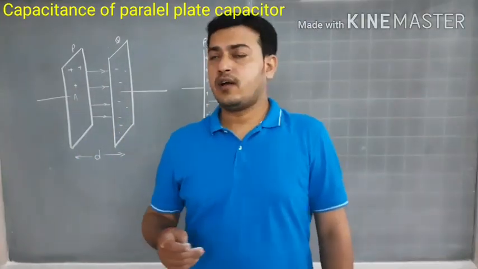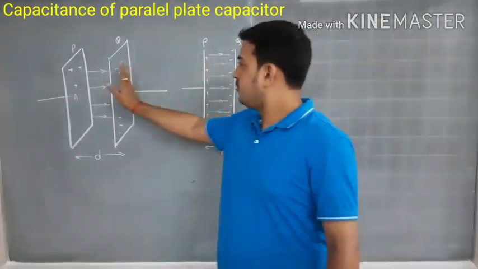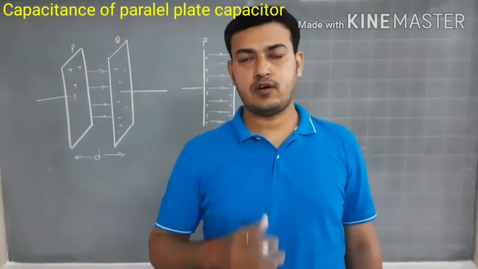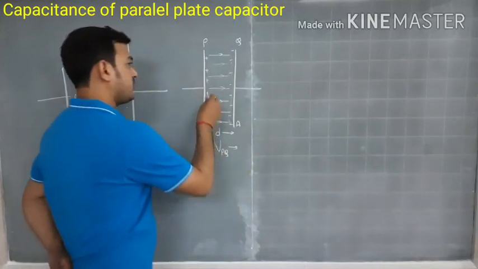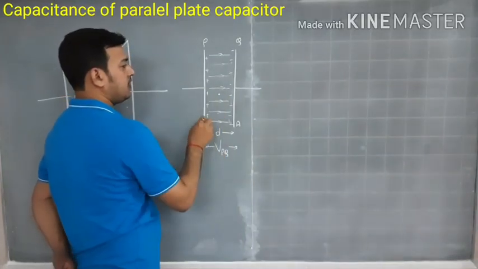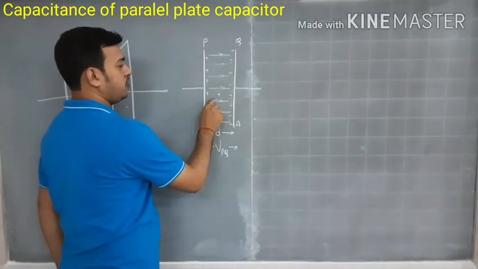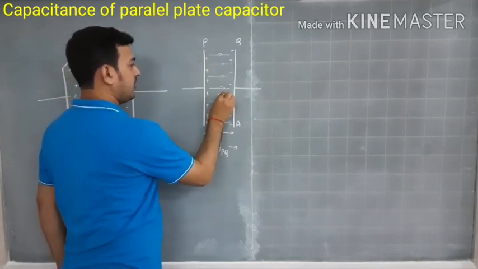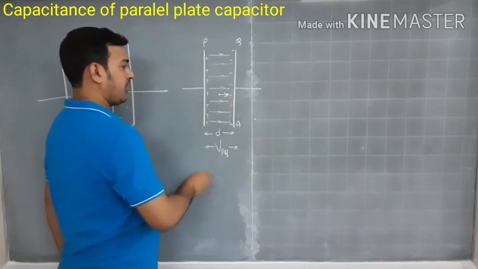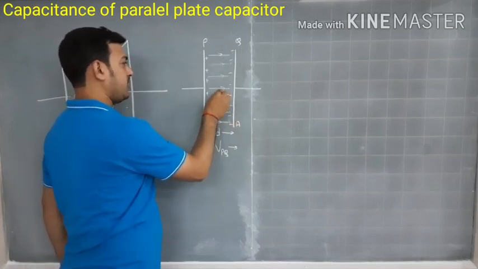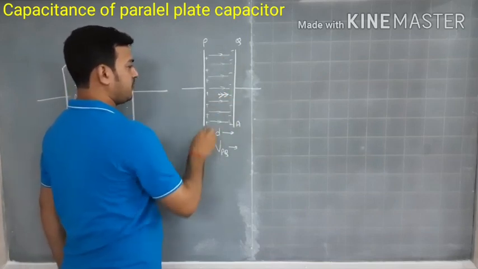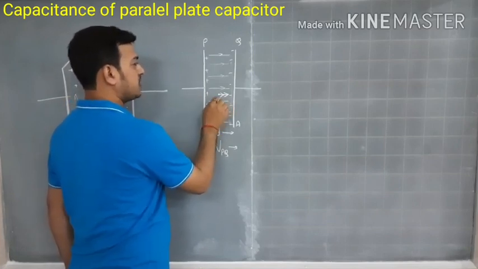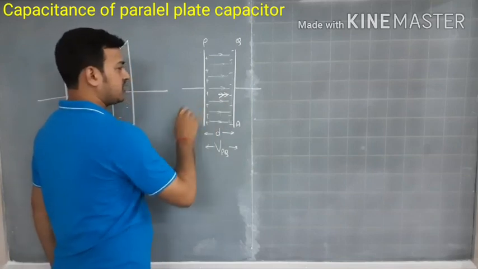We have worked out the field due to a charged sheet in the applications of Gauss theorem. So with that idea, suppose that there is a point here in the space between these two plates. Due to this positively charged plate, the electric field will be away, and for this negatively charged plate, the field will be towards this plate. So the contribution of both the plates to the electric field is in the same direction.